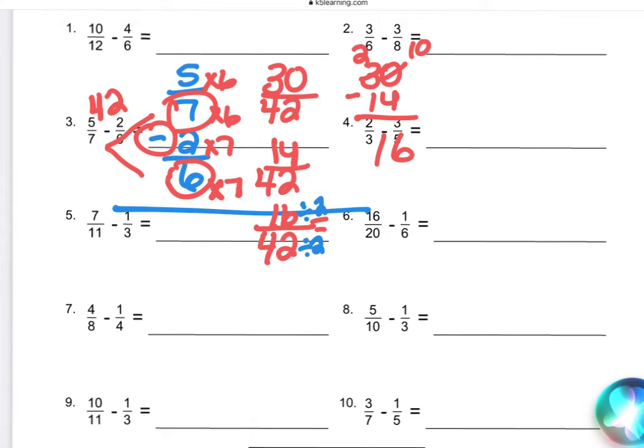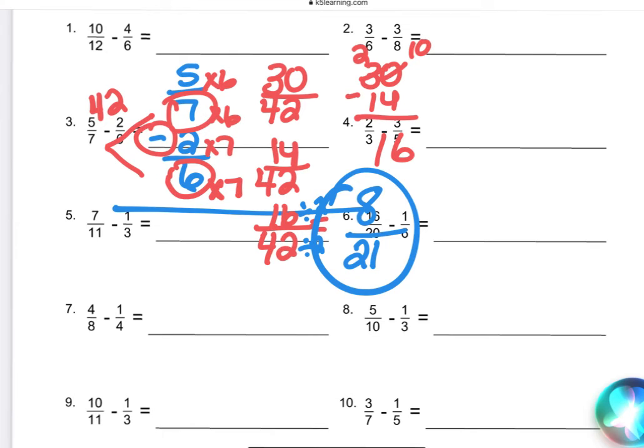I know that 2 will go into 16 8 times. And I know that 2 will go into 42. 2 will go into 4 2 times. 2 will go into 2 1. So my final answer is 8 over 21. Now, 8 and 21 are large numbers, but 8 is even, 21 is odd. 8 is divisible by 2, 21 is not. 21 is divisible by 3, 8 is not. So both of those numbers are as low as they can go. So our final answer is 8 over 21.